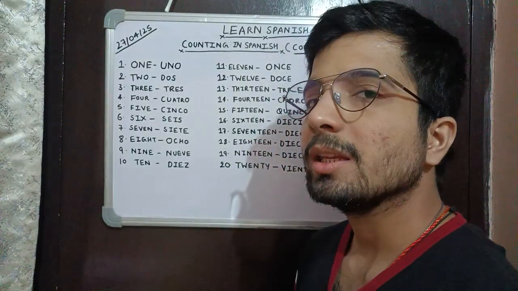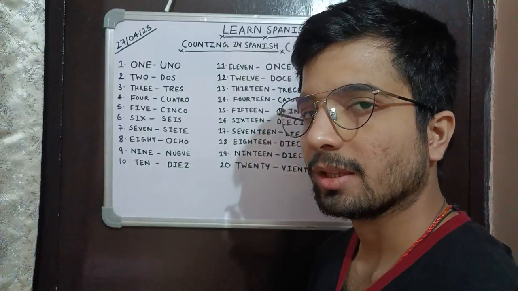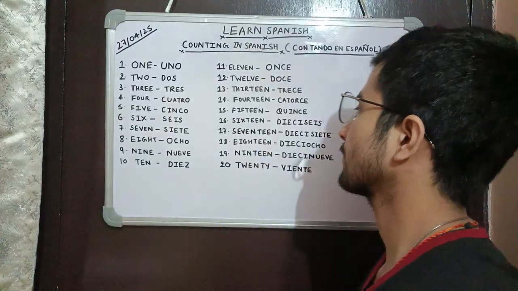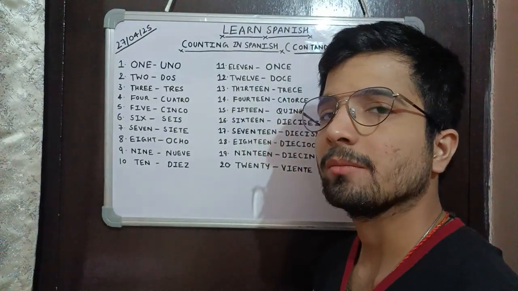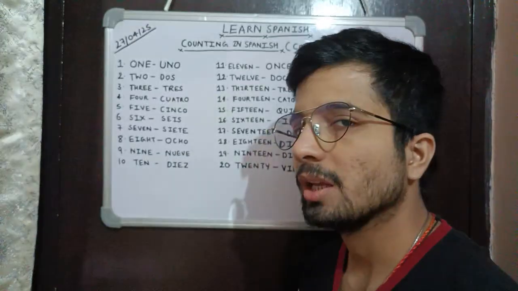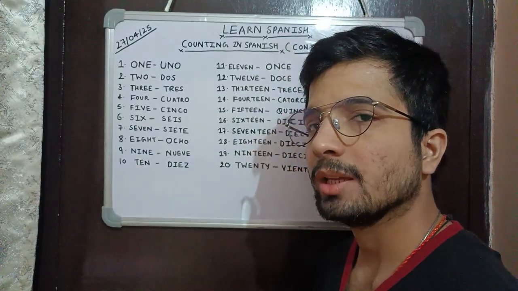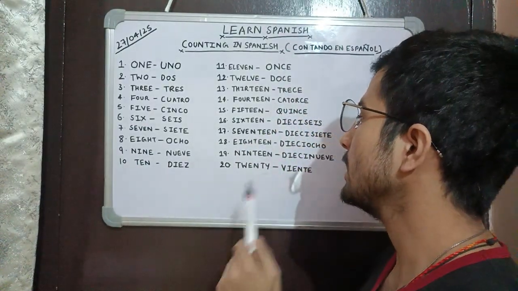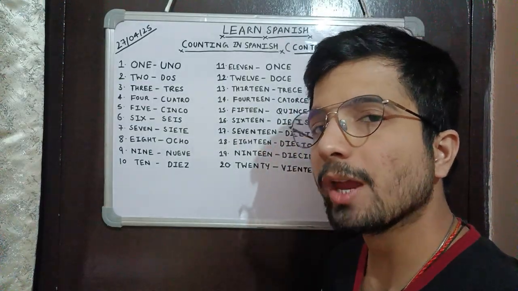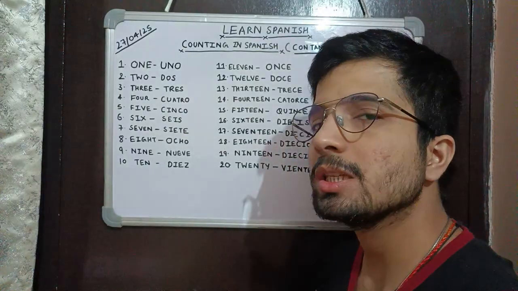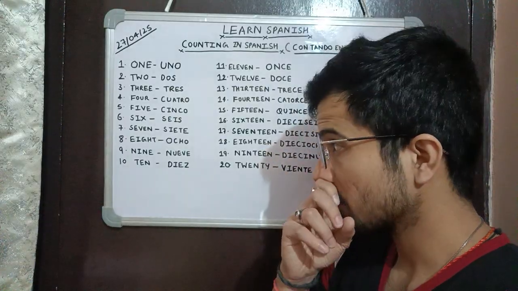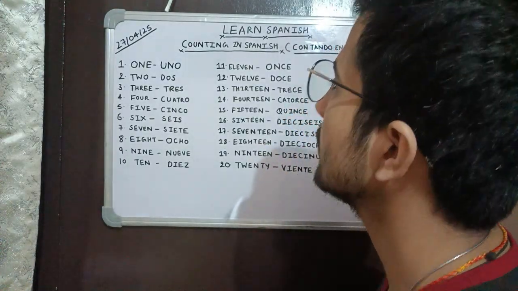16, dieciséis. 17, diecisiete. 18, dieciocho. 19, diecinueve. And last, 20, veinte. So friends, repeat with me from number 11.